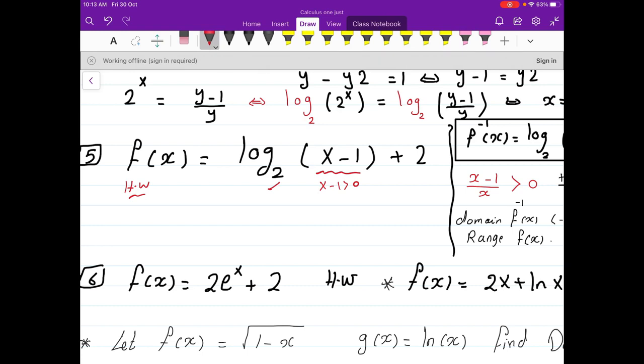Notice this function: f(x) equals 2e to the power x plus 2. What is the domain? The domain is R, since it is an exponent. Now you want to find the inverse.